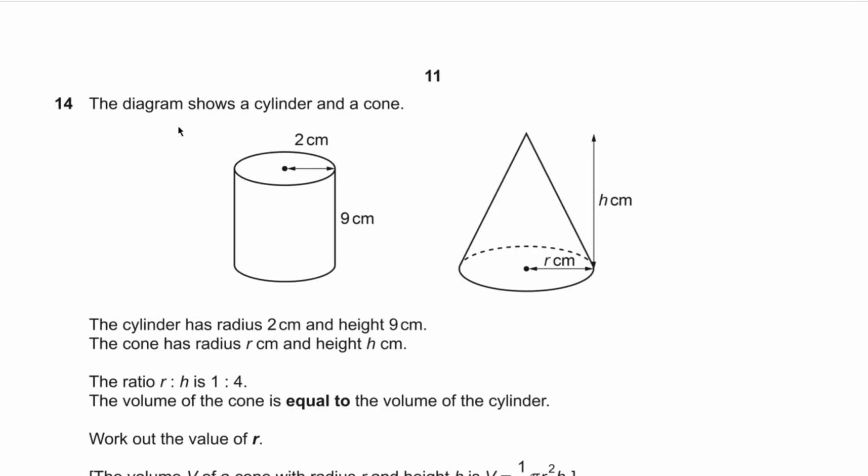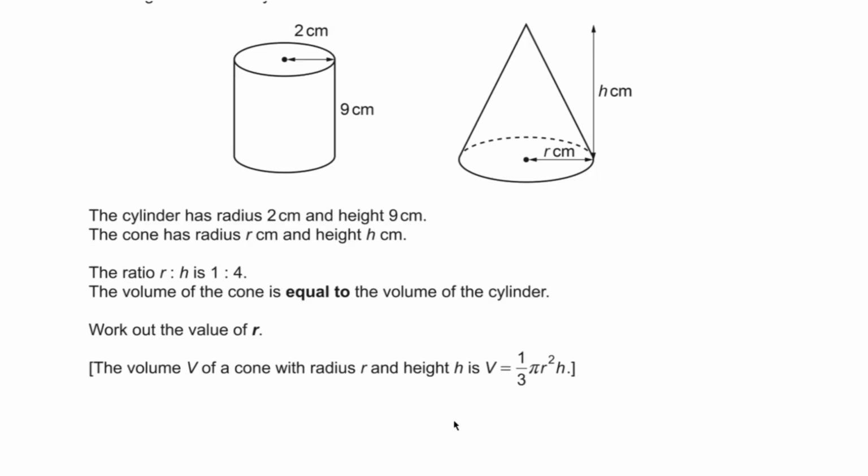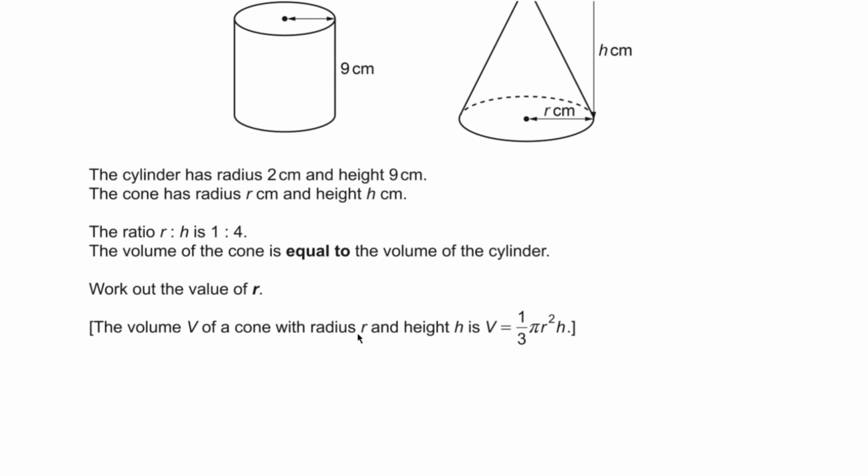Question number 14. The diagram shows a cylinder and a cone. The cylinder has a radius 2 cm and a height 9 cm. The cone has radius r cm and height h cm. The ratio r to h is 1 to 4. The volume of the cone is equal to the volume of the cylinder. We have to work out the value of r. The volume v of a cone with radius r and height h is v equals a third pi r squared h.